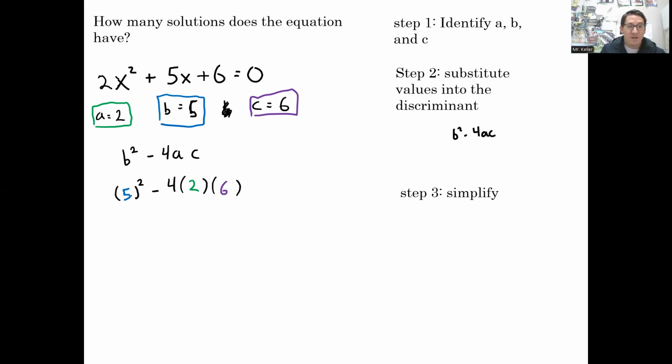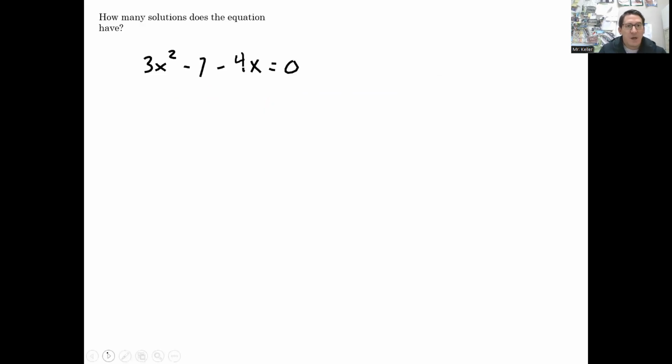And then evaluate this. So 5 squared is 25 minus 4 times 2 is 8 times 6 is 48. So 25 minus 48 is negative 23. Since it's negative 23, that means no solution. I guess I can put no real solution, because we are going to talk about non-real solutions tomorrow. No real solution. Might as well do another one.